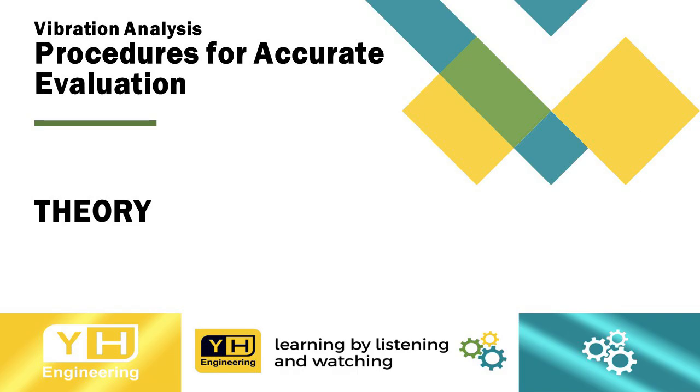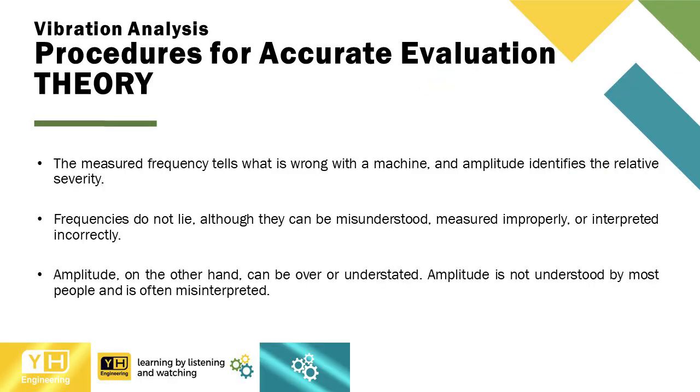Vibration analysis. Procedures for accurate evaluation of machinery condition. Theory. The measured frequency tells what is wrong with a machine, and amplitude identifies the relative severity. Frequencies do not lie, although they can be misunderstood, measured improperly, or interpreted incorrectly. Amplitude, on the other hand, can be over or understated. Amplitude is not understood by most people and is often misinterpreted.